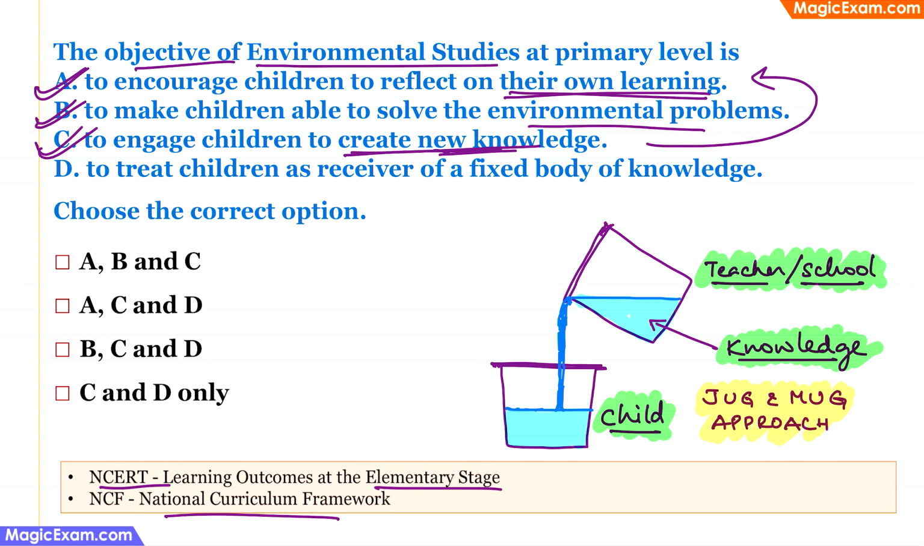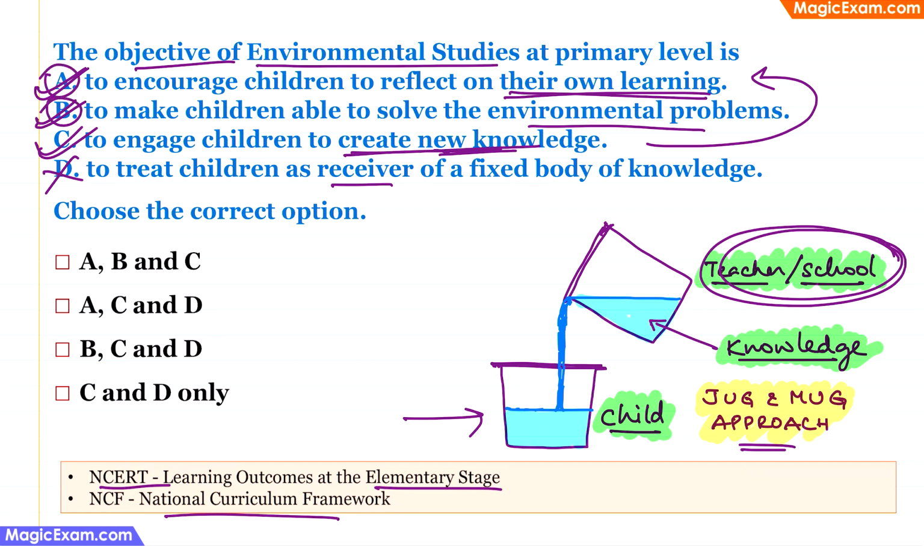Now the last one says to treat children as a receiver of a fixed body of knowledge. This is an incorrect statement. This is also known as a jug and mug approach, where you treat children as a jug into which knowledge is being poured by the teacher or by the school. And under this approach, you assume that children don't have any active role in the development of the knowledge, they just receive the information that is given by the teacher and the school. Therefore, this is incorrect. Therefore, the correct option should have A, B and C. Therefore, A, B and C is the correct answer.